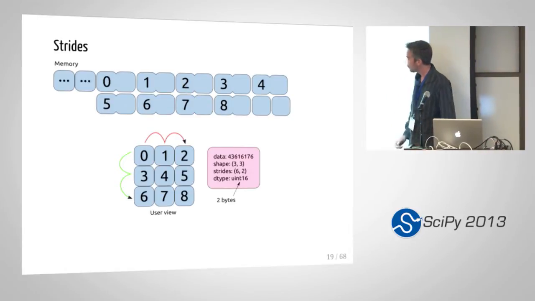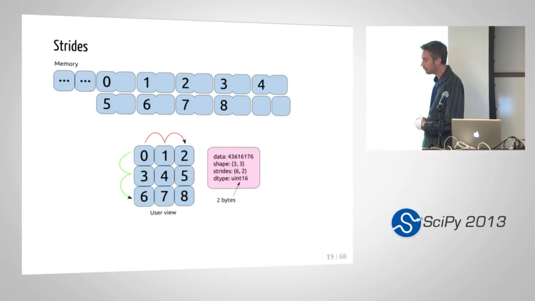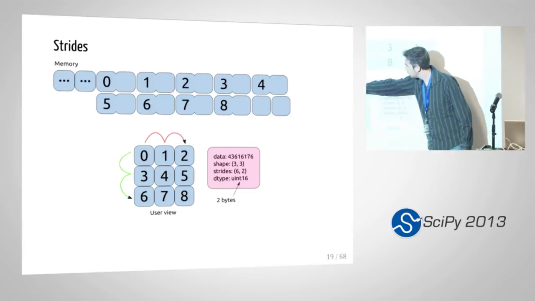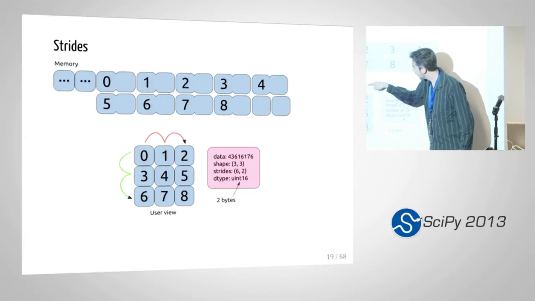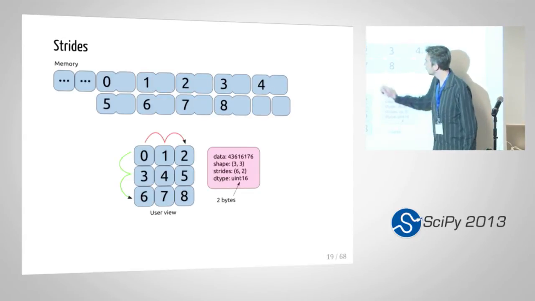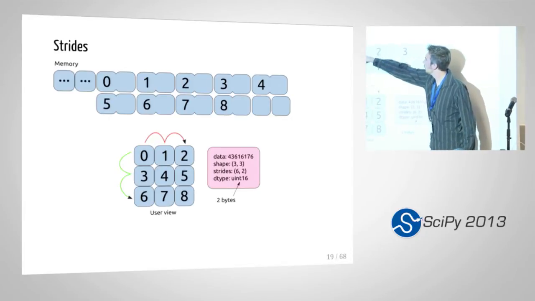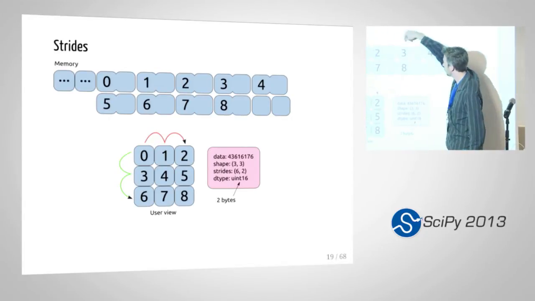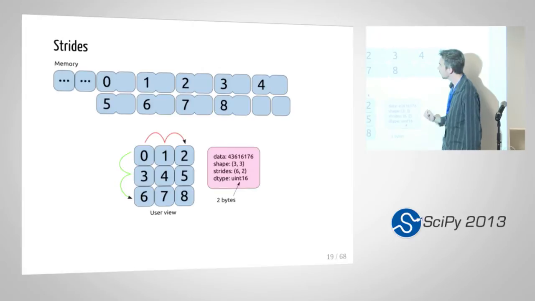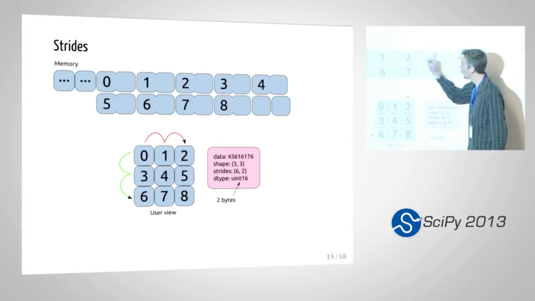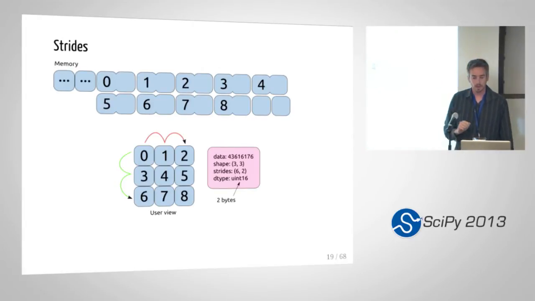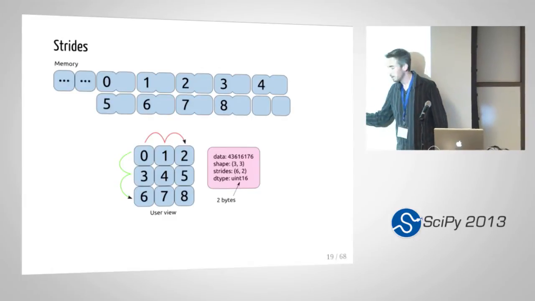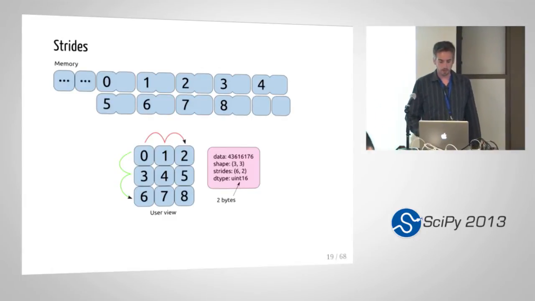Now, if you want to skip from row to row instead, then you'll see you have to skip from 0 over 1 and 2 and onto 3, right? You're starting off over there, and you want to skip from 0 to 3. So you have to skip 2, 4, 6 bytes in memory. So that's why you see the corresponding 6 in strides over here.